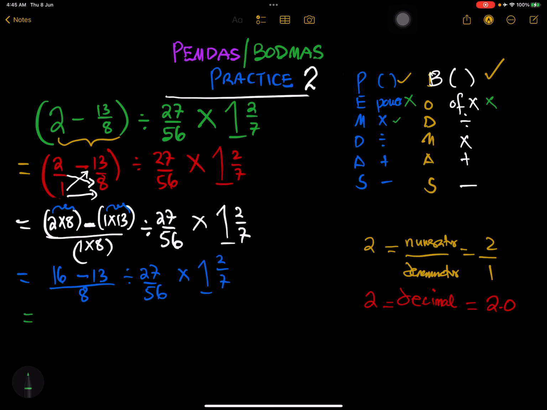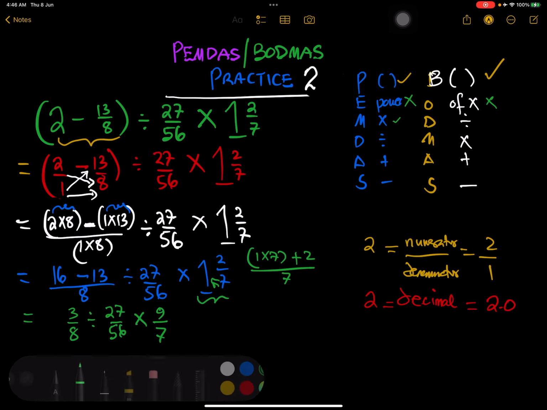So we're going to have 3 divided by 8. We said we're doing the multiplication first, right? Divided by 27 over 56 times. And I think this is the time for us to change this mixed number. You know how to do that. We multiply the whole number by 7, and we get 7, and we add 2 to it. We get 9 over 7. We did this some time ago. We multiply 1 by 7, and we add it to 2, and we divide everything by the denominator, which is 7. So I hope you see where we are coming from.